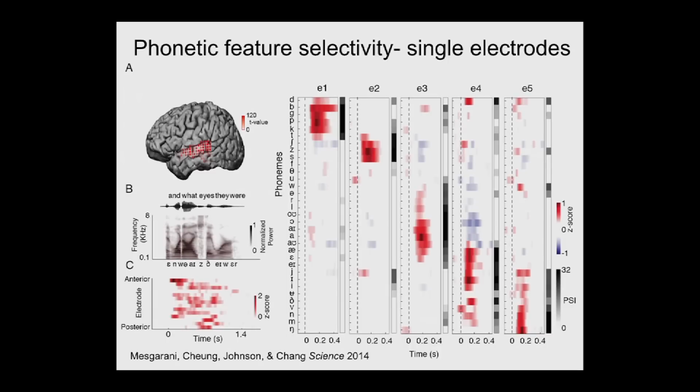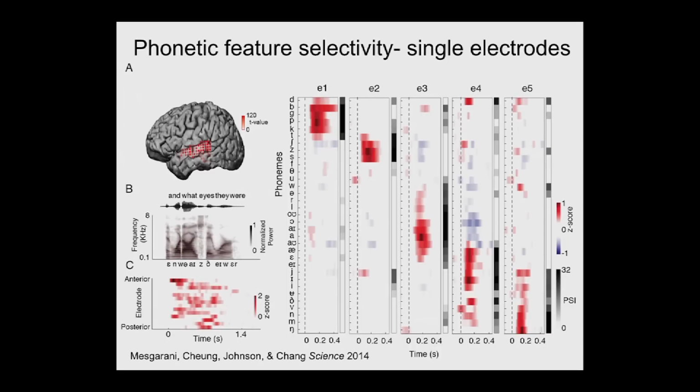So this is a very low-level description, but it is actually the first time we've ever seen, in this kind of principled way, obtained through very precise spatial and temporal recordings, the ability to resolve phonetic feature selectivity at single electrodes in the human brain. Now, this is not enough.